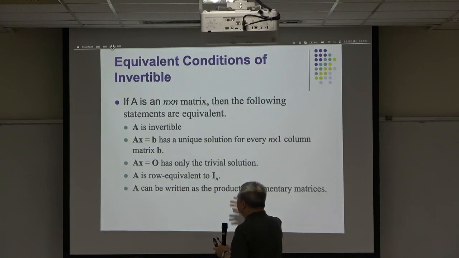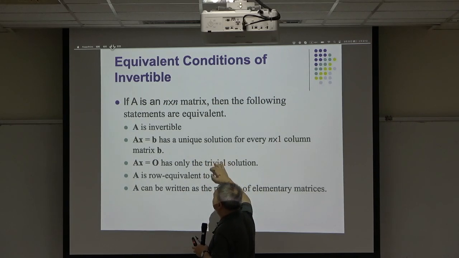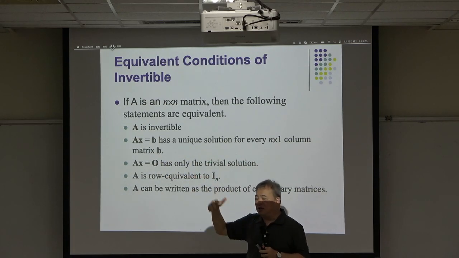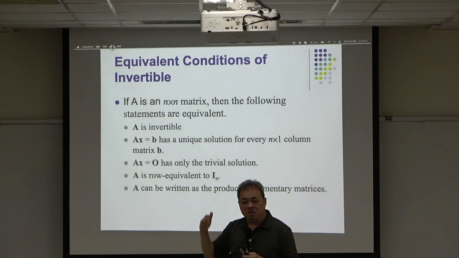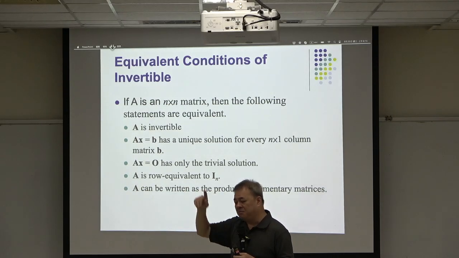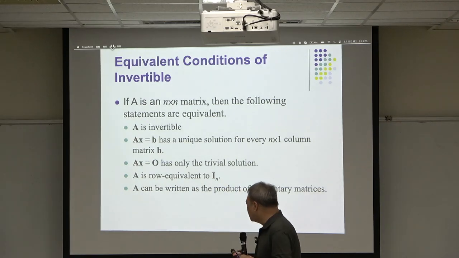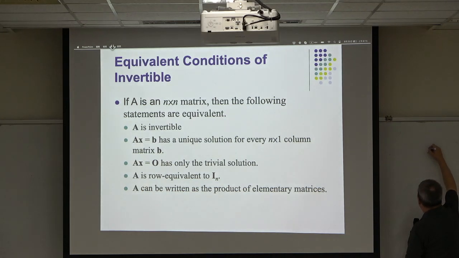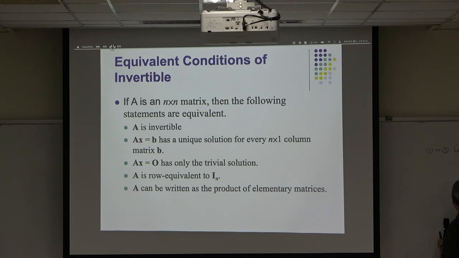So from the second one to the third one, it's obvious. Why? Because you can just make B to be O, then from 2 you can get 3 directly. That's trivial. So from 2 to 3, that's trivial.